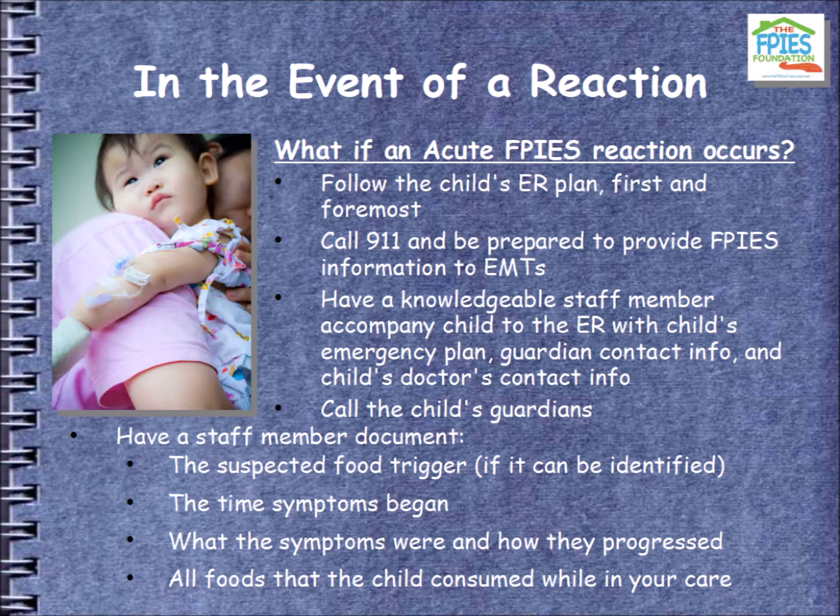The next step is to have a knowledgeable staff member accompany the child to the ER with the child's emergency plan, guardian contact information, and the child's doctor's contact information. That ER physician may need to contact the child's specialist or doctor who usually sees them for their FPIES care. And of course, you want to contact the child's guardians.